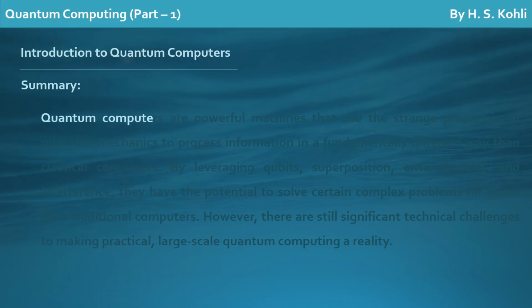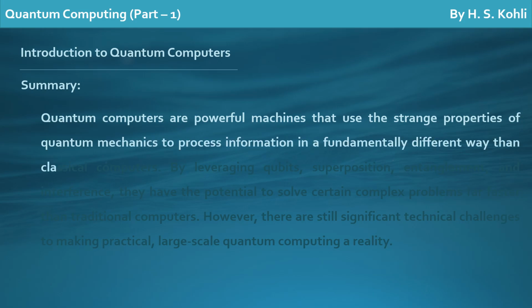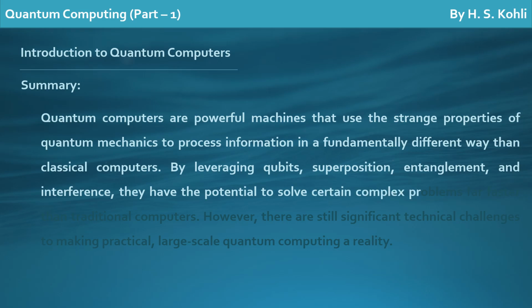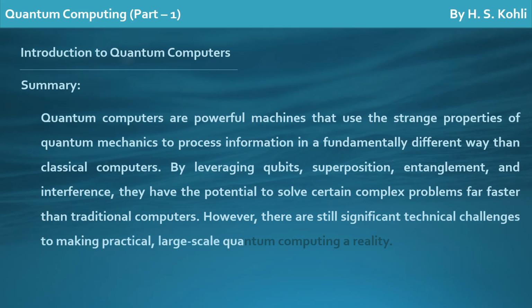Summary: quantum computers are powerful machines that use the strange properties of quantum mechanics to process information in a fundamentally different way than classical computers. By leveraging qubits, superposition, entanglement, and interference, they have the potential to solve certain complex problems far faster than traditional computers. However, there are still significant technical challenges to making practical, large-scale quantum computing a reality.